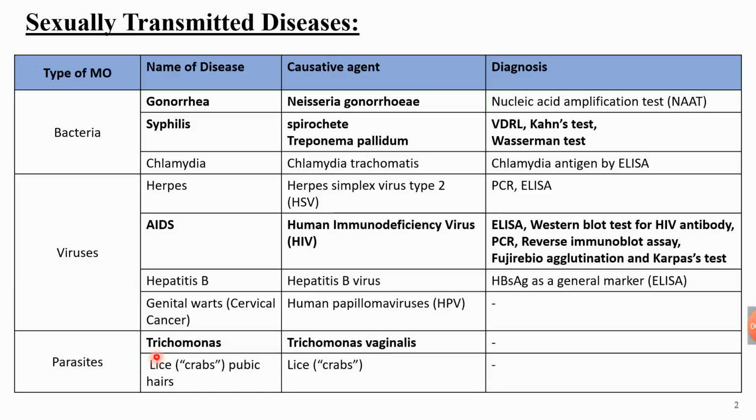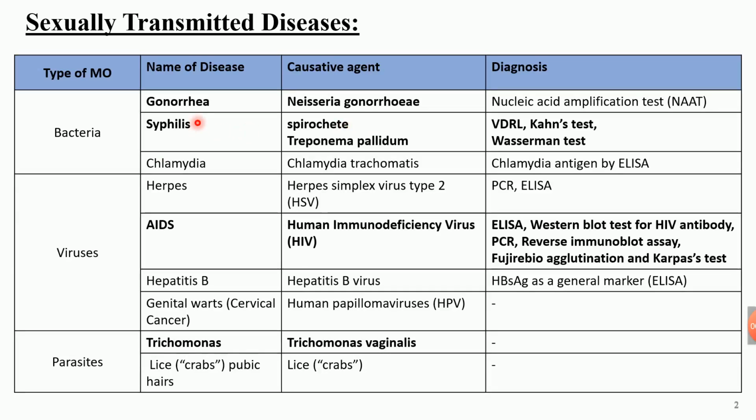Next sexually transmitted disease caused by a parasite is trichomoniasis. It is caused by Trichomonas vaginalis. Next is lice, crabs. This is mainly a pubic hair infection. So we have covered all the sexually transmitted diseases and their important points.